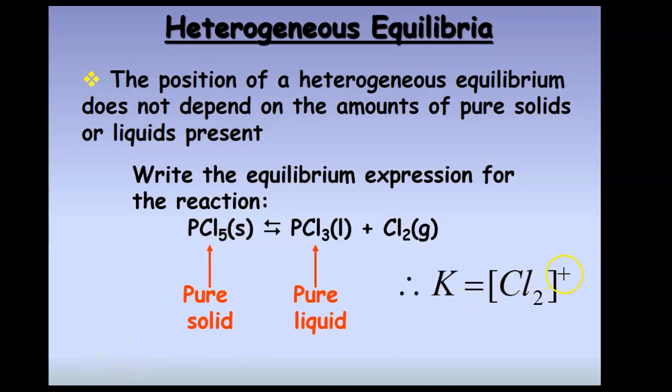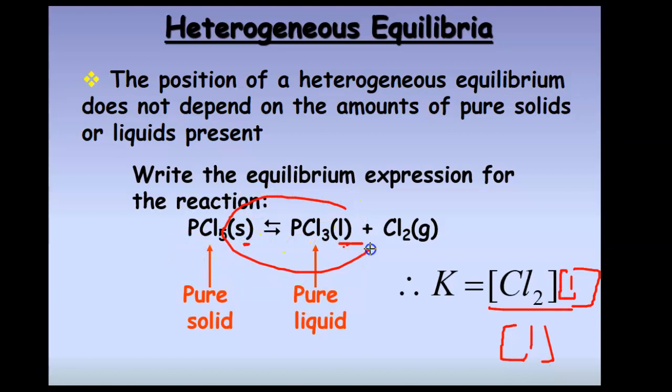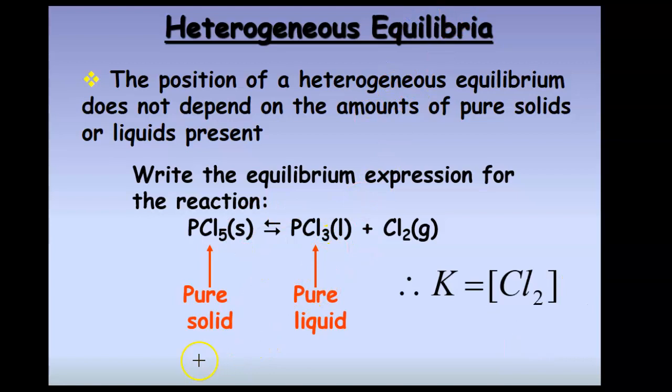So it's going to be something like this: 1, because this is liquid, over 1, which is solid. So solid and liquid will be 1, each one. So that will be your final answer. Therefore, the Kp is going to be PCl2. That is the equilibrium expression for chlorine.